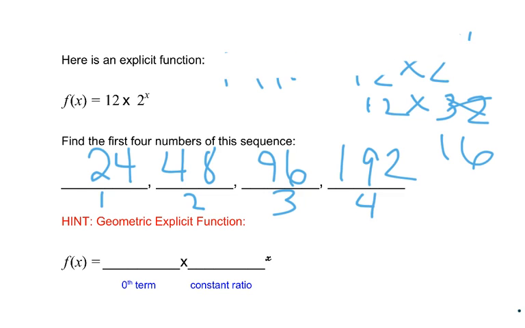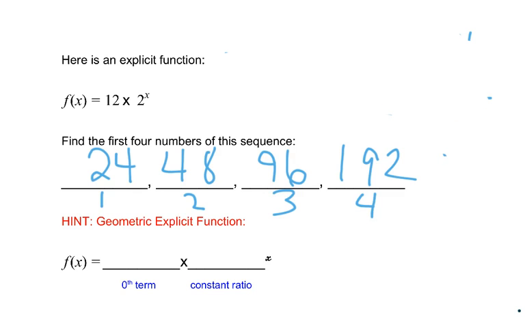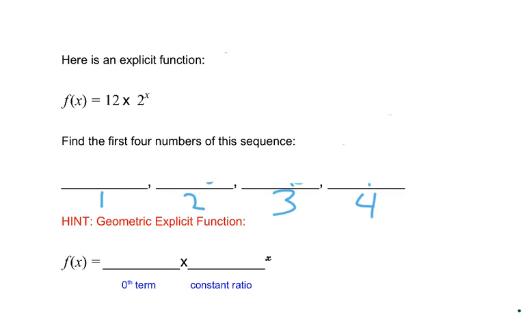The second way you can do this problem is down at the bottom using the formula. So we'll pretend like we don't know that those answers were that. It asks first for the constant ratio, or it leaves a blank for the constant ratio, and I know that the constant ratio is 2. So I'm multiplying everything by 2.